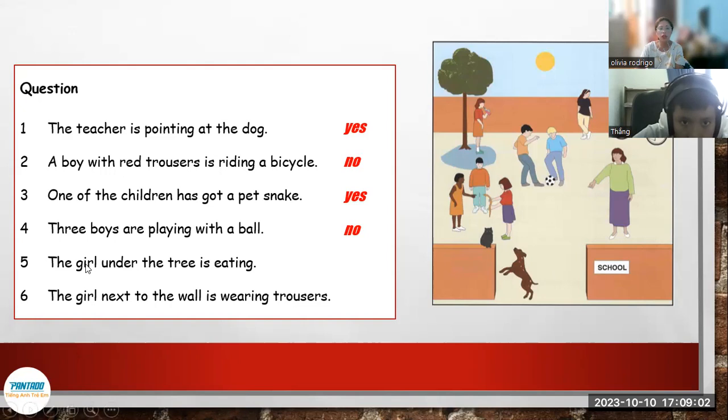Okay. The girl under the tree is eating. Yes. Okay. No, the girl under the tree is eating. It's green. The girl next to the wall is wearing trousers.